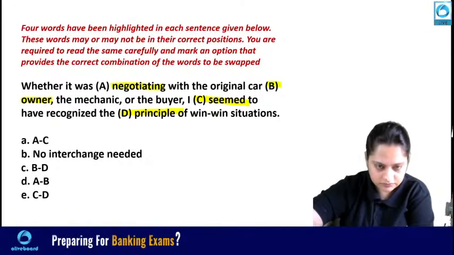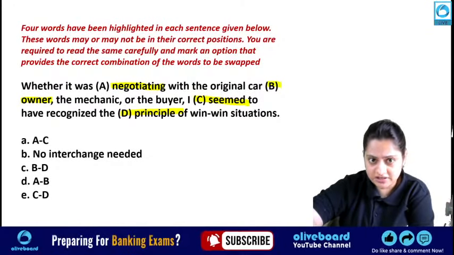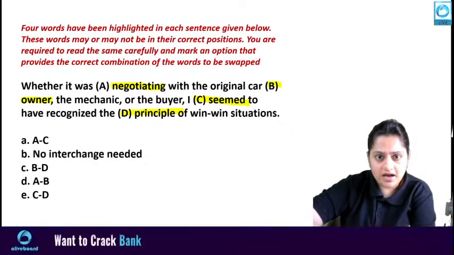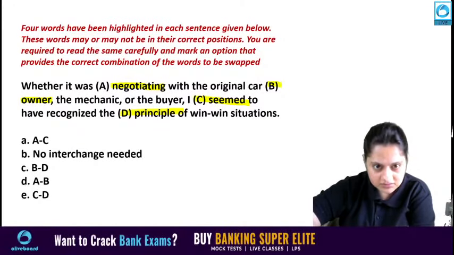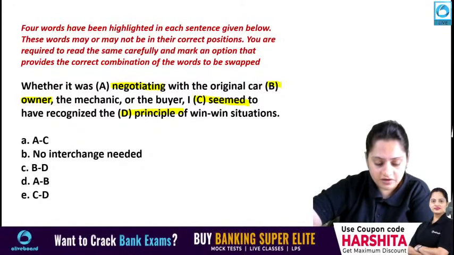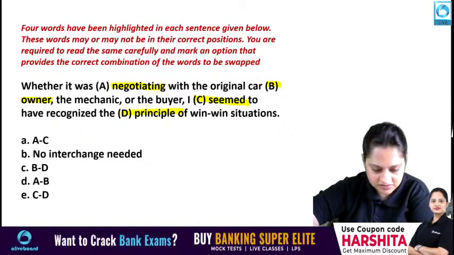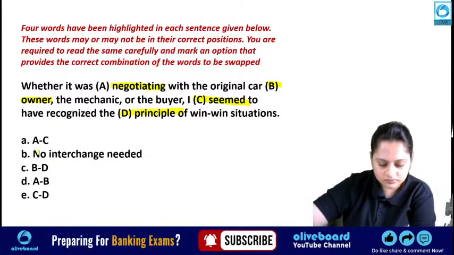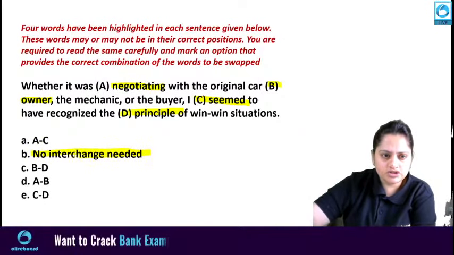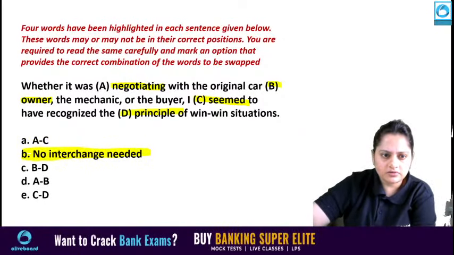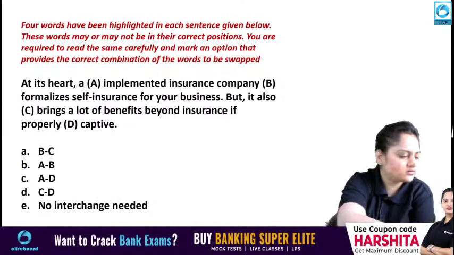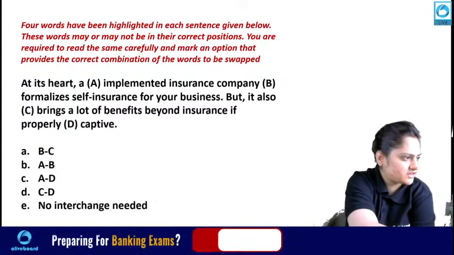Answer. Whether it was negotiating with the original car owner, the mechanic, or the buyer, I seemed to have recognized the principle of a win-win situation, the case where everybody wins, right? So what will be your final answer? All are in the correct position. No interchange required. Okay, B, correct. Next one. See, you are doing it all correctly. This is a very scoring one.